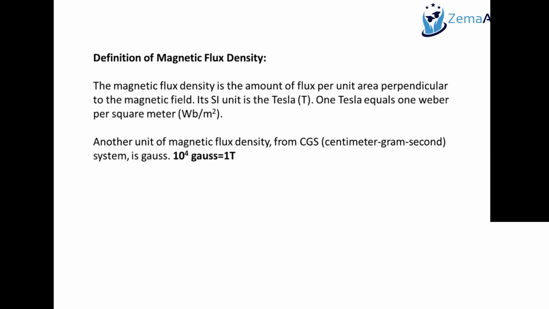There are other units for it, which is again Weber per meter square, or flux per area. In the CGS system, centimeter-gram-second units, it can be represented as Gauss as a unit for magnetic flux density, where 1 Tesla is equal to 10 to the power 4 Gauss. The SI unit for magnetic flux density is Tesla.